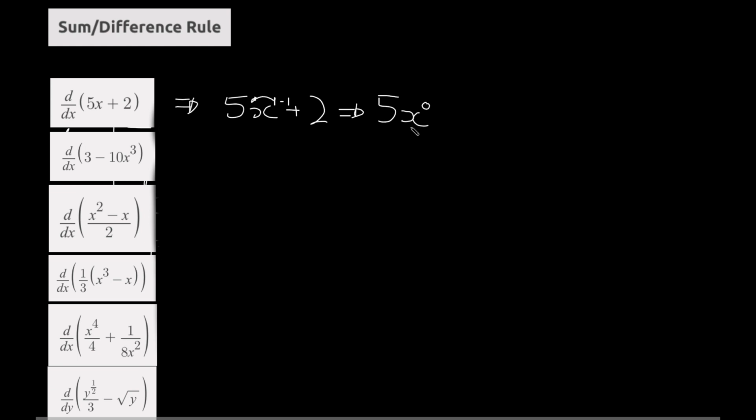Okay, so any term raised to the power of 0 is going to be 1. Whenever we have a term that doesn't have an x or a letter next to it, this will just become 0 when we differentiate. So all we're left with is 5 times 1, or just 5. Okay, so the solution to this first example is just 5.